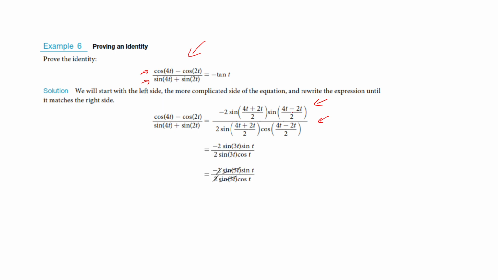Now, but look what's going to happen here. If we simplify all of this, tidy this up, we get down to here. Now, we have matches on the top and the bottom that can cancel. The 2's can cancel. The sine of 3t's can cancel. And so all we're left with is negative sine of t over cosine of t. Well, by definition, that's tangent. So we have negative tangent. We got it.